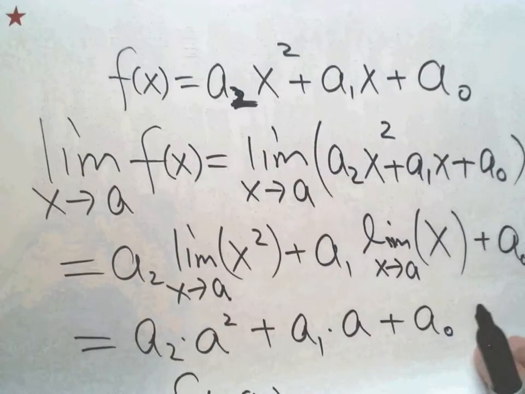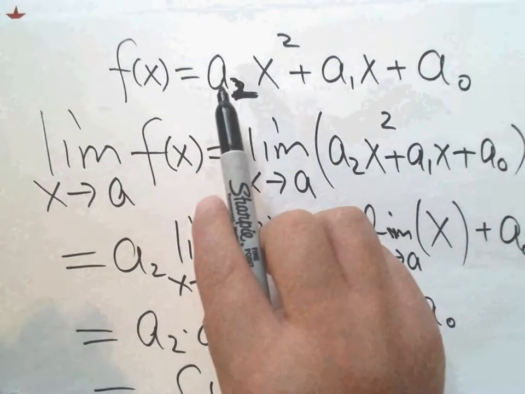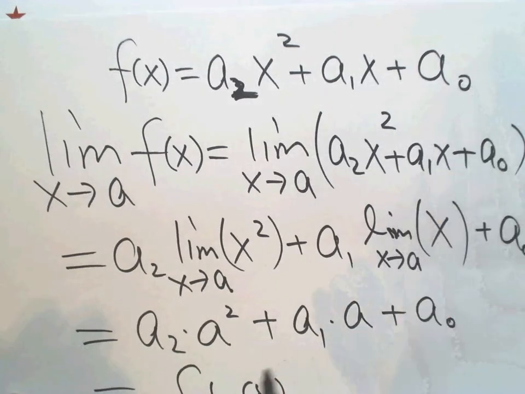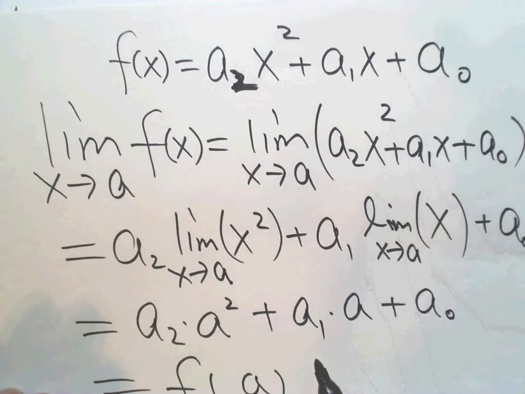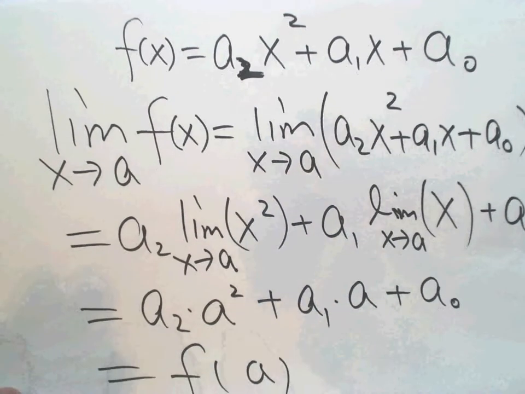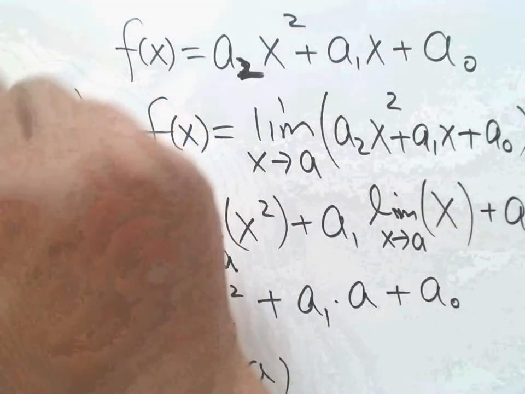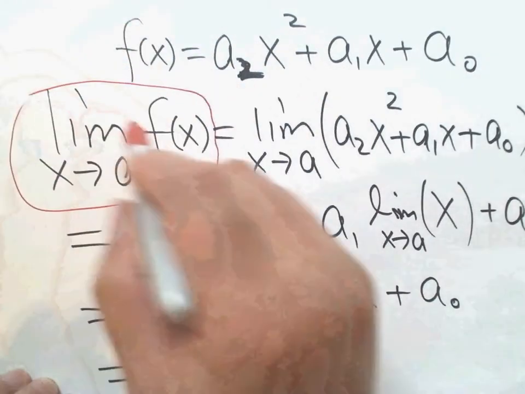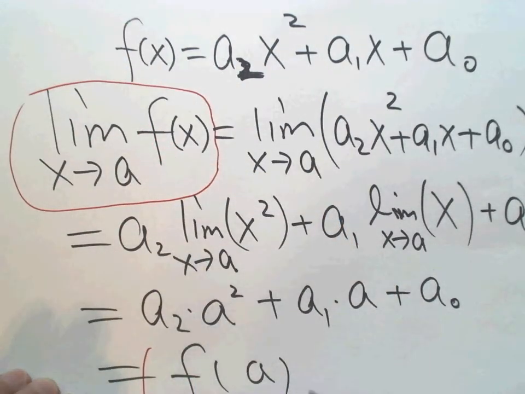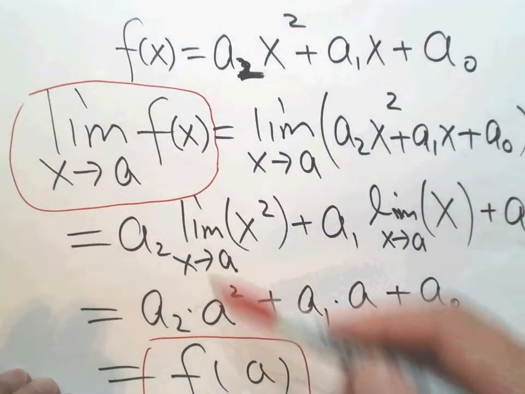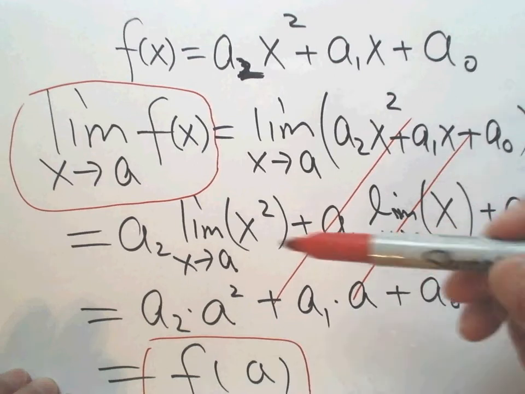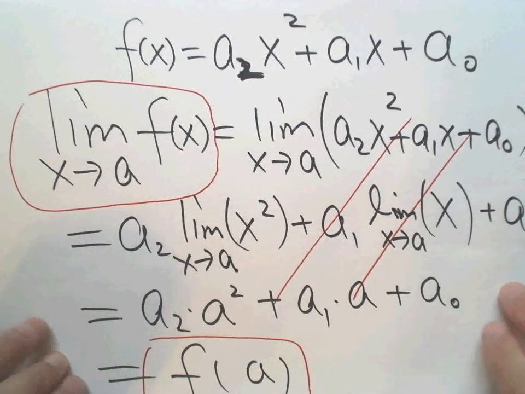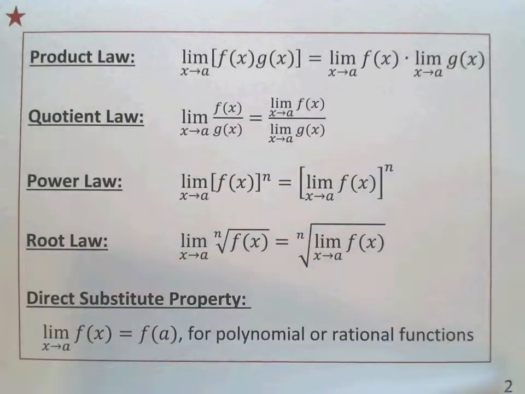So you can see the function f is a polynomial. Our result finally is the value of the polynomial at x equals a, which means the limit of the function equals f(a). Directly substitute. In the future, you don't need to do the middle steps. Directly substitute. So that's an important property.